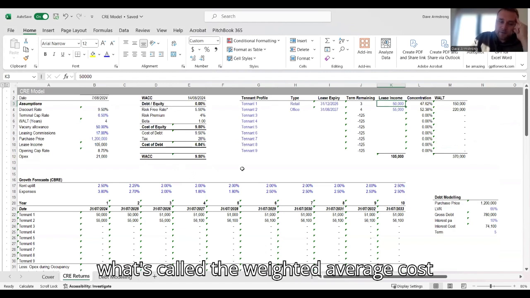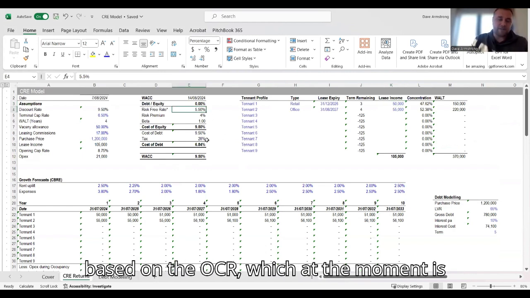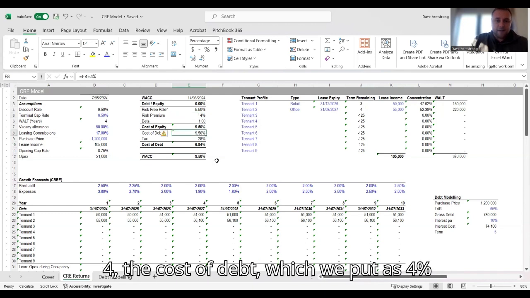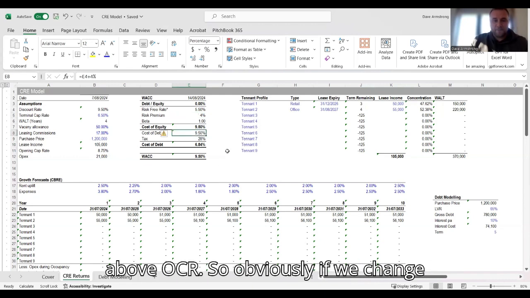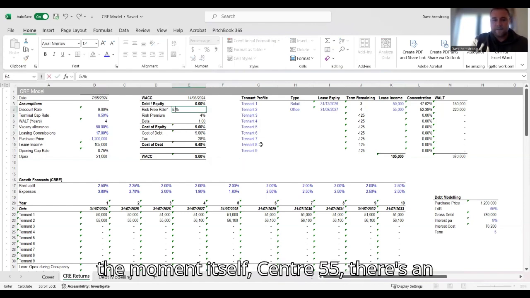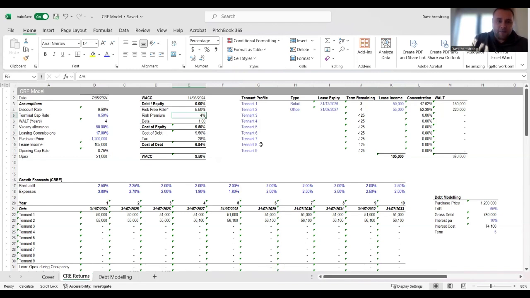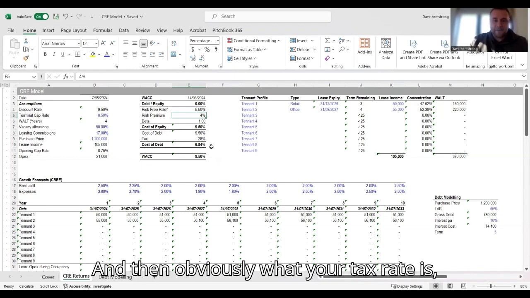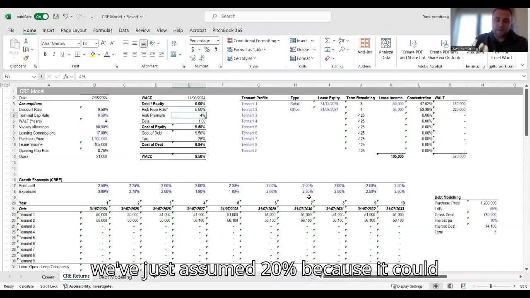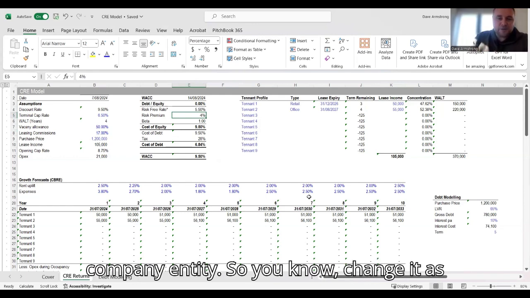We use the weighted average cost of capital, the WACC. WACC is based on the OCR, which is 5.5, a risk premium, which we preset as 4, and cost of debt, which is 4% above OCR. So obviously if we change this, it's going to change it for us. At the moment, it's still sitting at 5.5. There's an announcement to come, so let's see what happens. And then obviously what your tax rate is. Everyone's tax rate might be different, but we've just assumed 28% because it could be a PIE entity or a company entity. So, change it as you like.